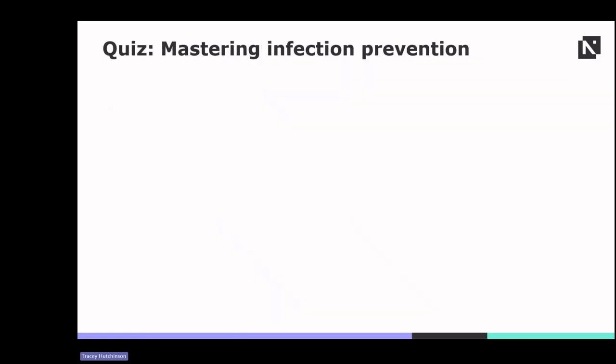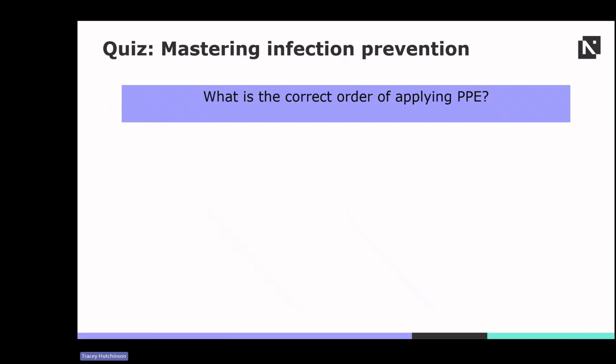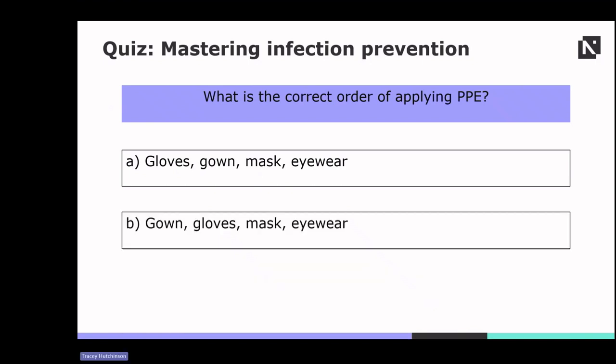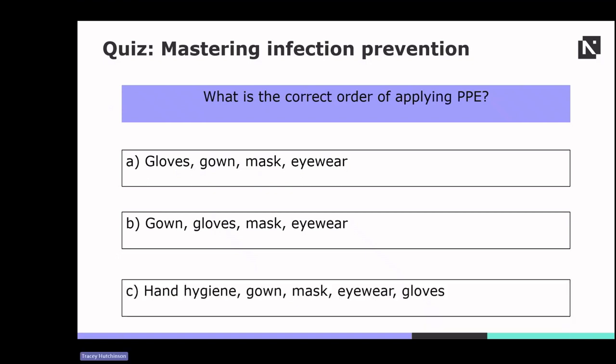So let's recap. What is the correct order of applying PPE? A. Gloves, gown, mask, eyewear. B. Gown, gloves, mask, eyewear. Or C. Hand hygiene, gown, mask, eyewear, gloves. The answer is B. Gown, gloves, mask, eyewear.